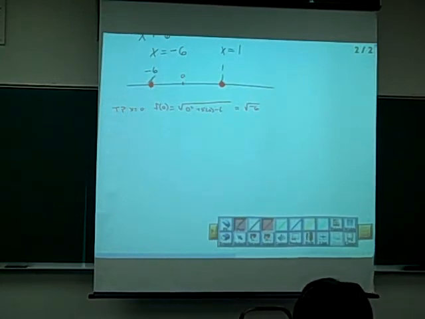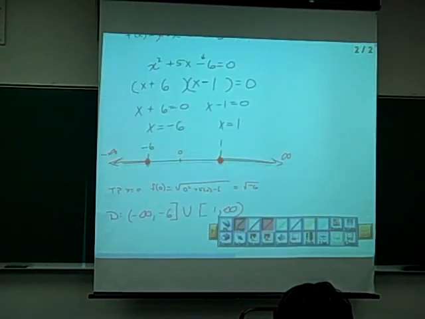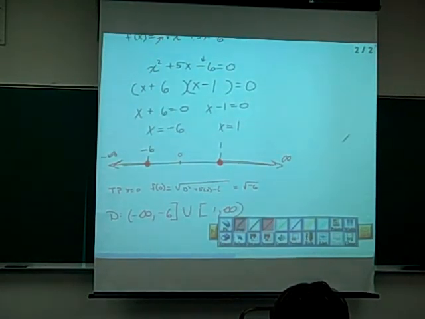So that means our points are outside. So is it negative infinity to negative 6, and then union 1 to infinity? There you go. The domain is negative infinity to negative 6, and is that open or closed? Closed. Union, then what? Careful, because we already determined that nothing between works, since we get a negative radicand. And then 1 to infinity. It's not like when you have x in the denominator.